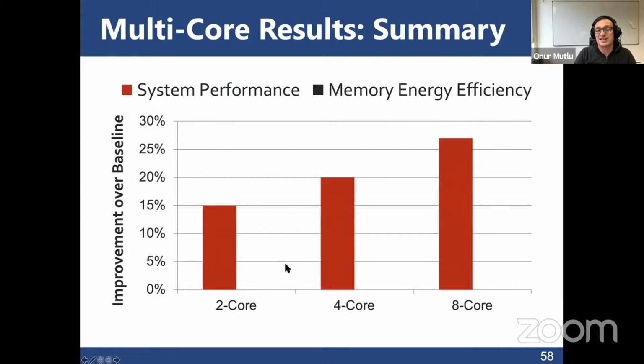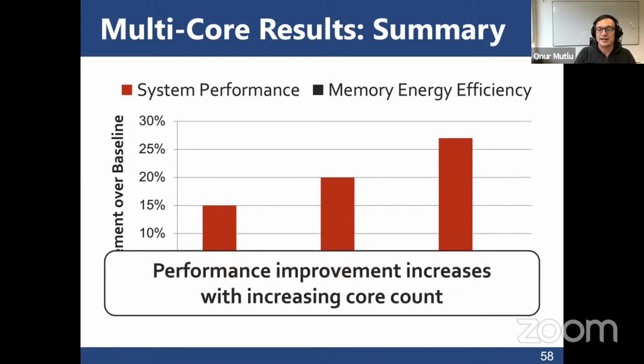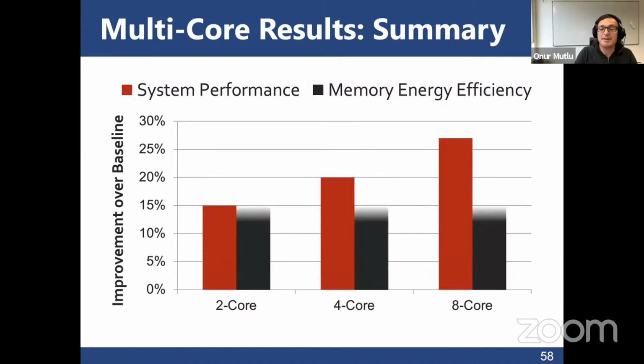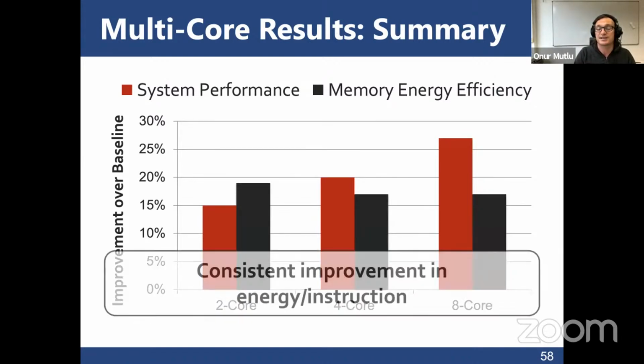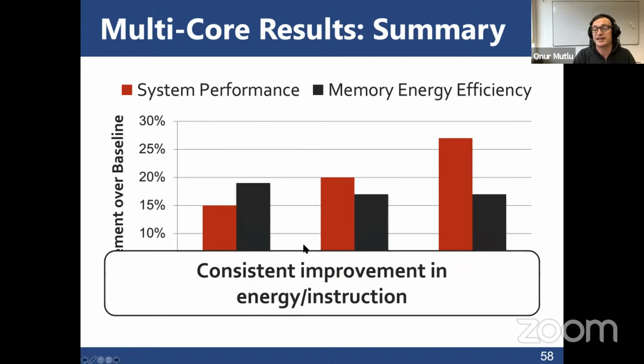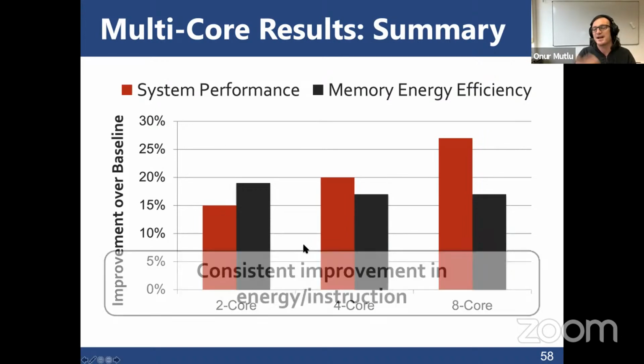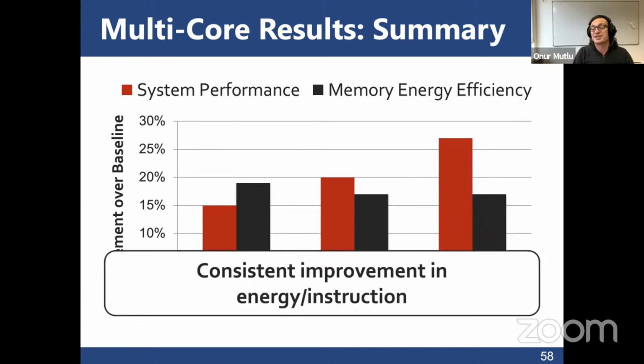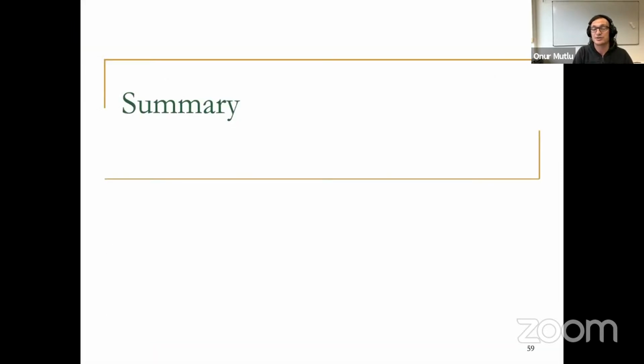The results are good, basically. Overall, system performance improves significantly across 2-core, 4-core, and 8-core simulations. And performance improvement increases with increasing core count, according to the paper. And memory energy efficiency also improves significantly. And there's consistent improvement in energy per instruction, as you can see. And the paper analyzes all of this. The paper also analyzes fairness to different applications, which I'm not going to talk about here.